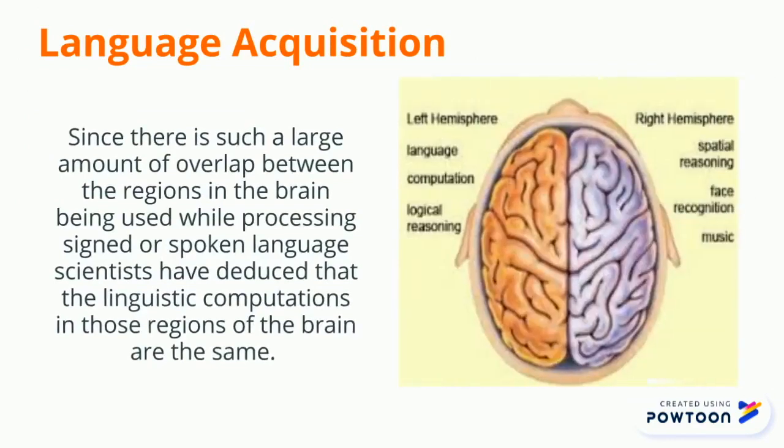Since there is such a large amount of overlap between the regions in the brain being used while processing signed or spoken language, scientists have deduced that the linguistic computations in those regions of the brain are the same.